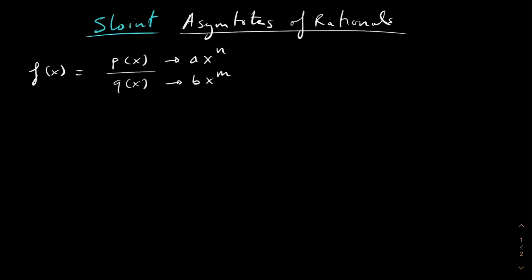Okay, and so the first thing you should know about the slanted asymptote is that you can either have a horizontal asymptote or a slanted asymptote. You cannot have both. It's one or the other. And so as I pointed out before, if m is bigger than n or m is equal to n, then you're going to have a horizontal asymptote. But in the case where m is less than n, you might have a slanted asymptote.